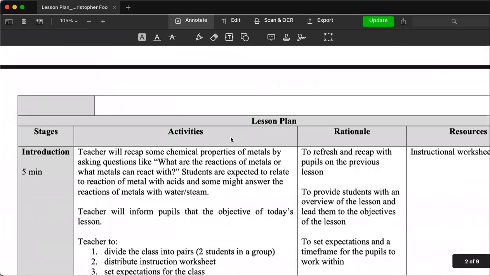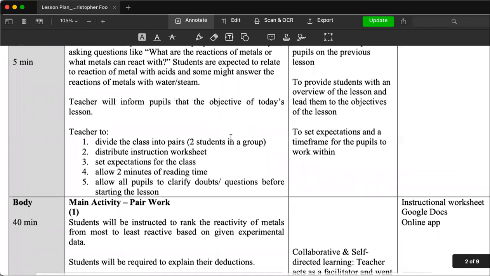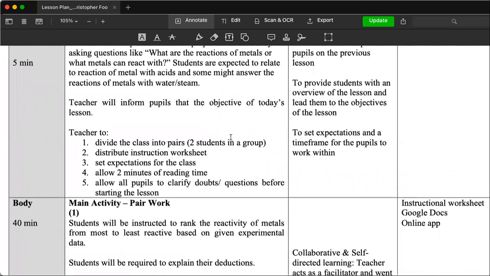Then the teacher will divide the class into pairs, and students will work in pairs to complete the activity. The teacher will distribute the instruction worksheet and set expectations for the class. They are supposed to cooperate in pairs and discuss before presenting their answers. They are given at least 2 minutes to read the question because there are quite a number of data to read, and allow them to clarify any doubts and questions before starting the activity.